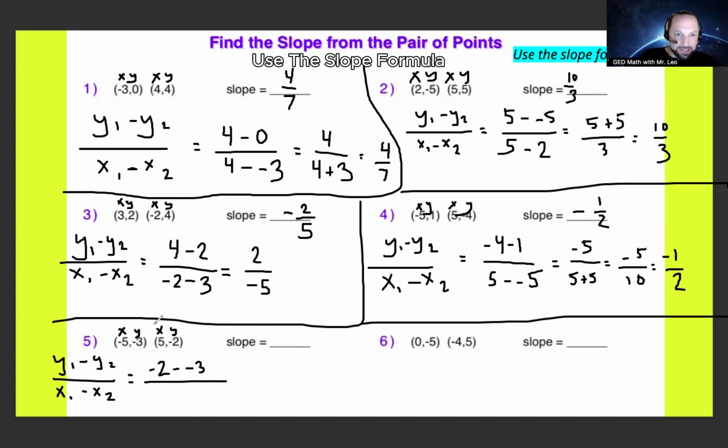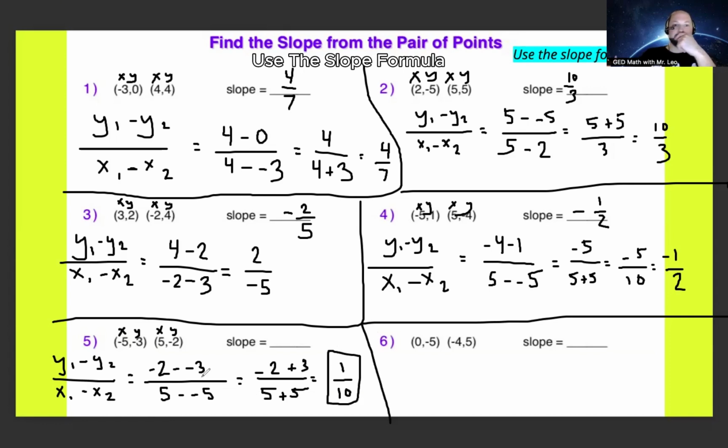So we had y minus the other y. That's a double negative. Now we have the x minus the other x. I'm going to rewrite this. This becomes negative 2 plus 3. And this becomes 5 plus 5. Altogether, that becomes 1 over 10. That's a positive slope of 1 over 10. All right, -5, -3 to 5, -2. Good. Last one here, let's label xy, xy. Let's write the raw original formula every single time. We want to keep this format.